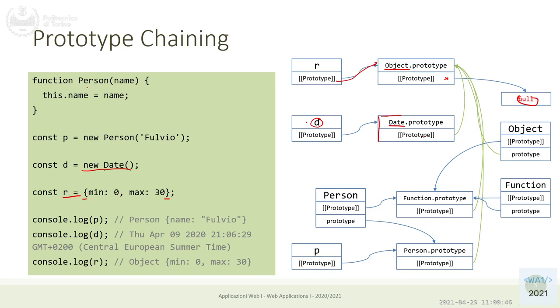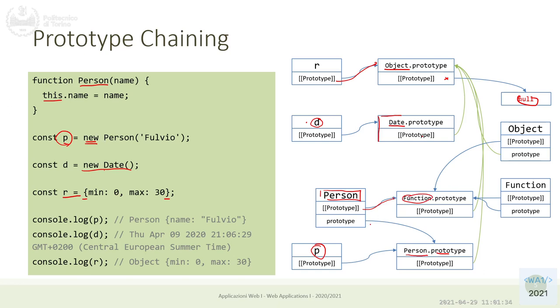If we are defining a constructor function, remember, a function that should be called with the new keyword, and inside of this we can set some properties, then in this case it is similar to the Date object. Our P here, this person P, has a prototype of type Person. So we can say that the type of this object is the type created by Person. Person.prototype is the prototype for Person, the function. So Person is a function. How can I know that this Person is a function? Because its prototype is Function.